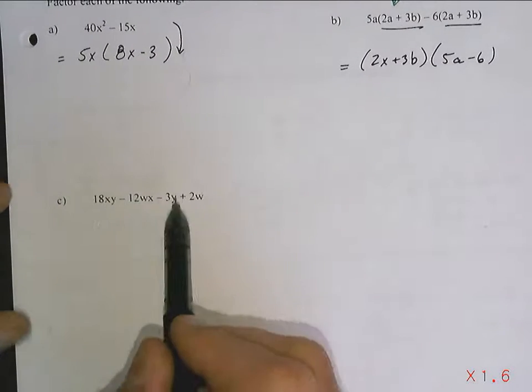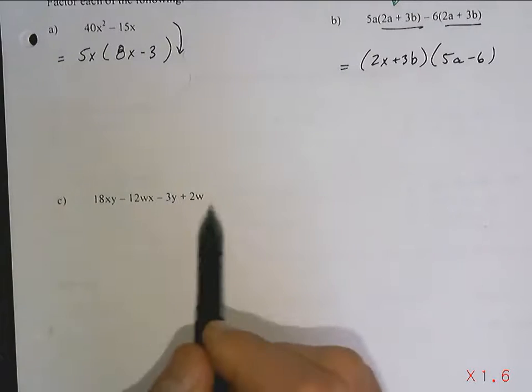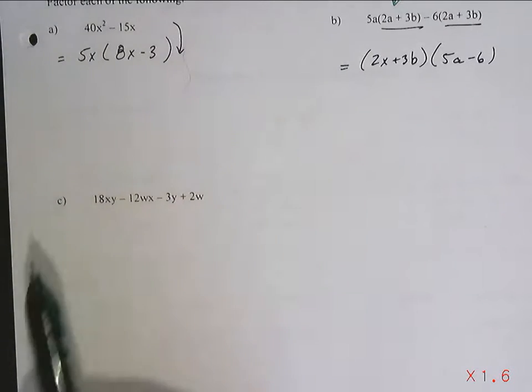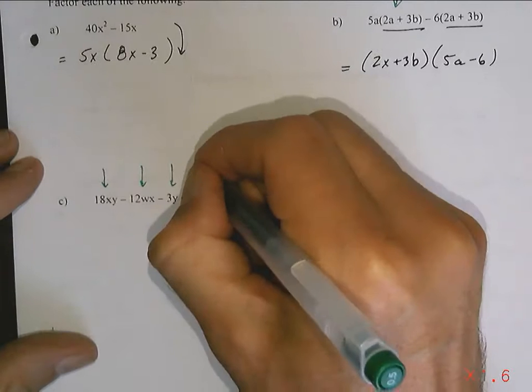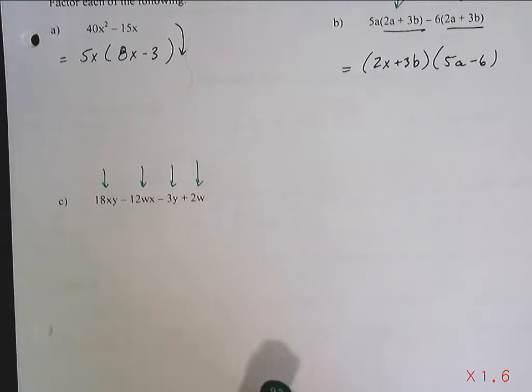And last but not least, we got another type of factoring here. We take a look for common factoring. We cannot common factor this. All four terms do not have something in common. Do you see all four terms? There's 1, there's 2, there's 3, there's 4, separated by subtraction and addition. What we're going to do now is factor by grouping.